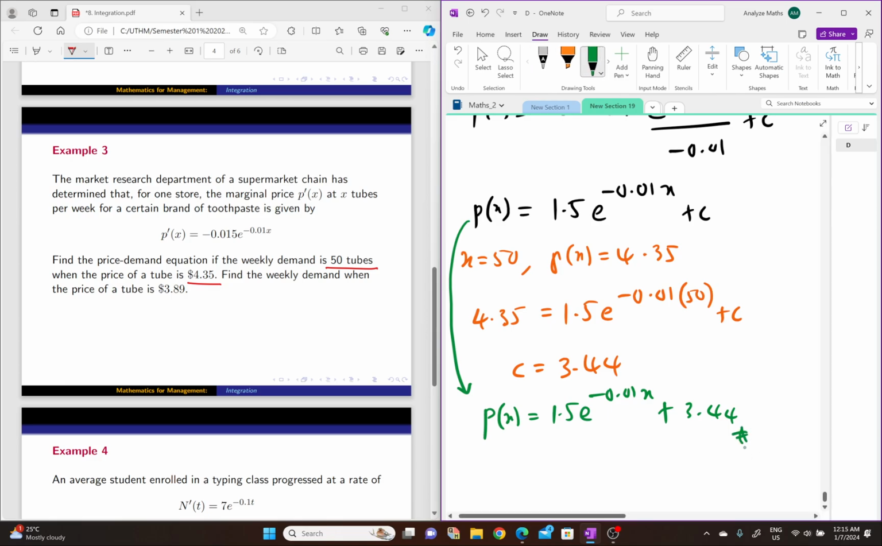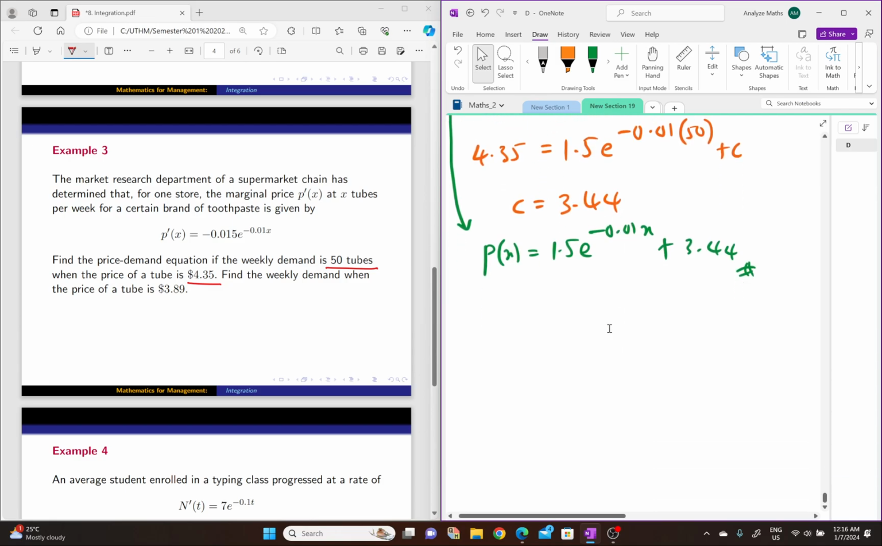That is the marginal function. Okay, we found the marginal function. Now find the weekly demand when the price of p(x) is $3.89, what is the x?